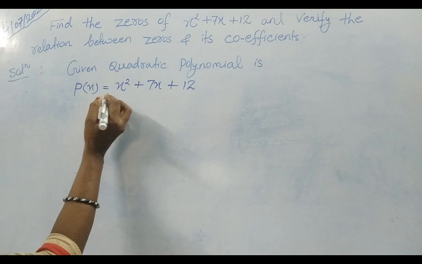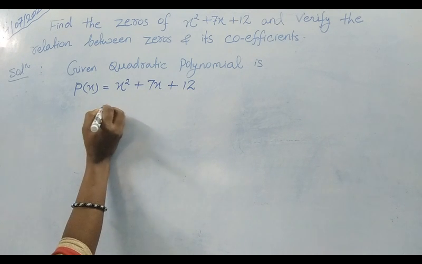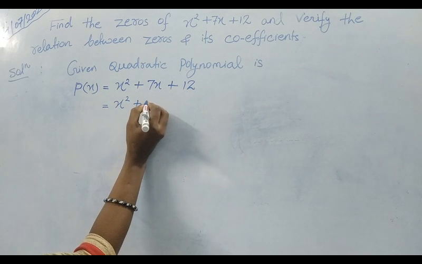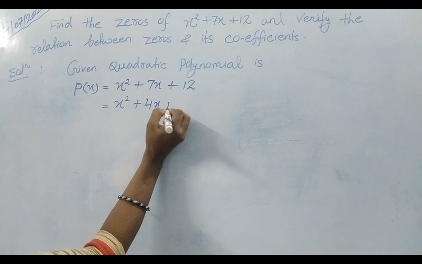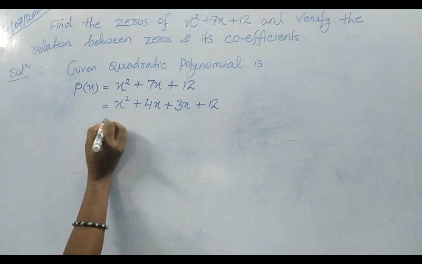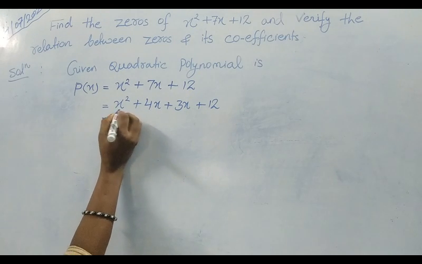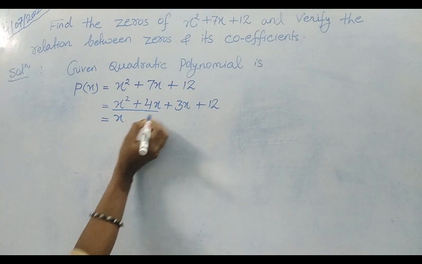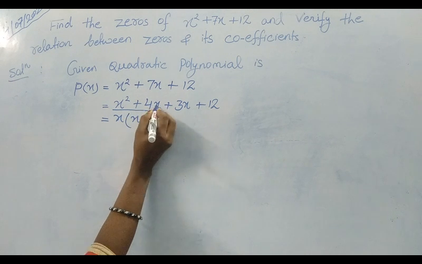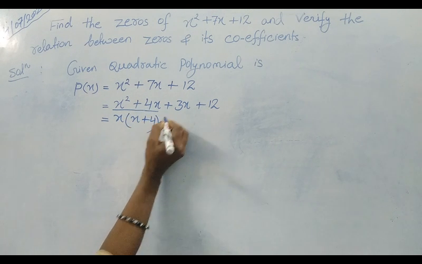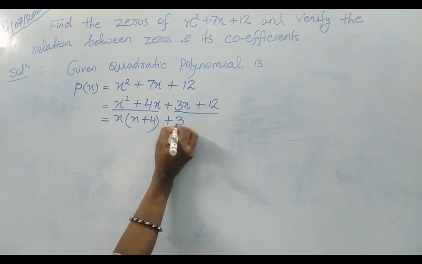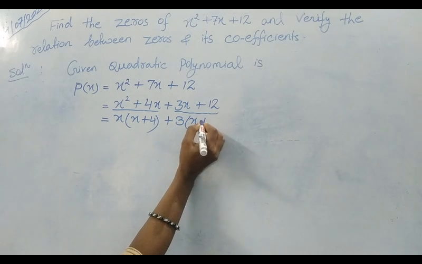Now try to factorize it. When we try to factorize it, we find that the middle term can be split as 4x plus 3x plus 12. Now make a group of these two and take x common. So we have x plus 4. And make a group of these two and take 3 common. So we have x plus 4.